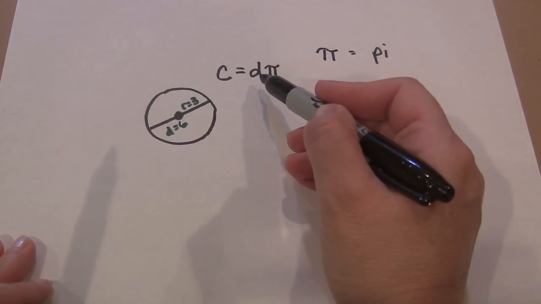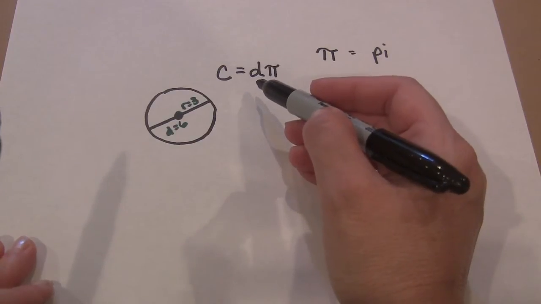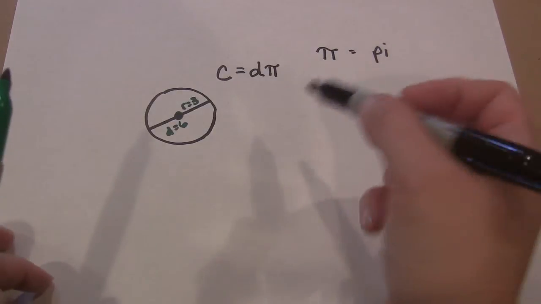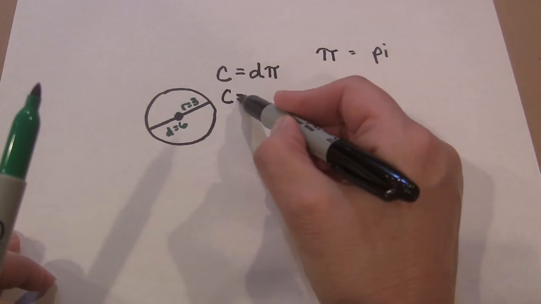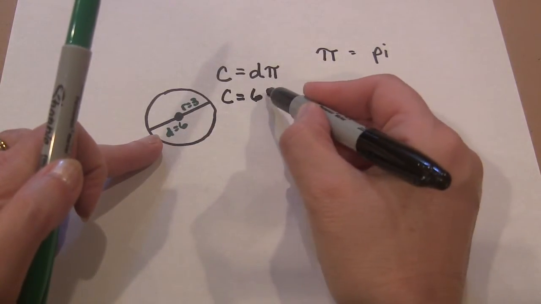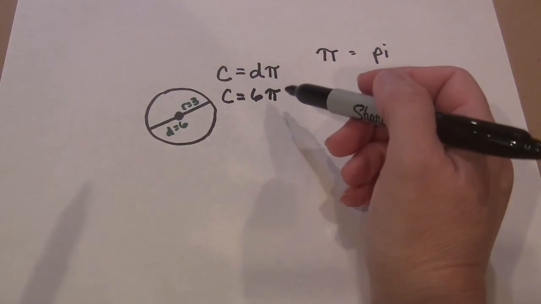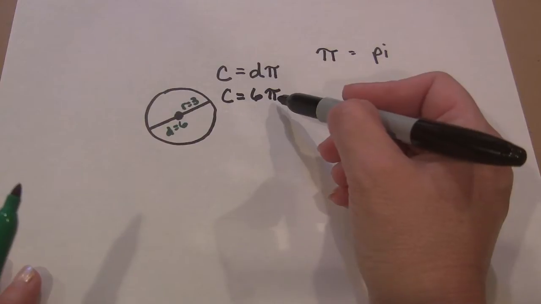This is one of those formulas that you need to commit to memory. You will use it pretty much for the rest of at least your scholastic life, if not your whole life. So, in this case, our circumference is going to equal our diameter, which is 6, times pi. Now this is a very perfect answer. You're thinking, but I still don't know what pi is.